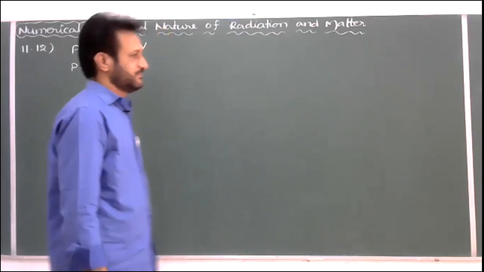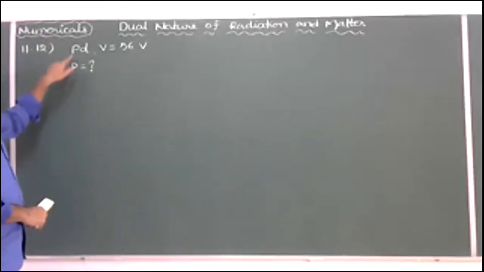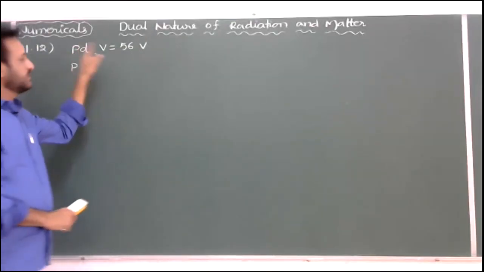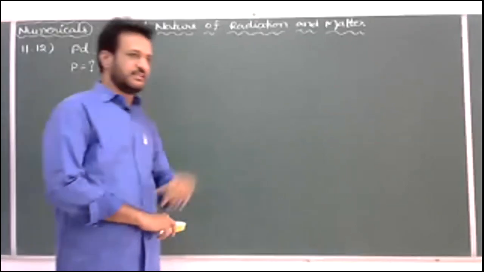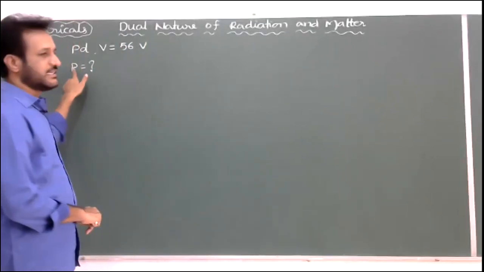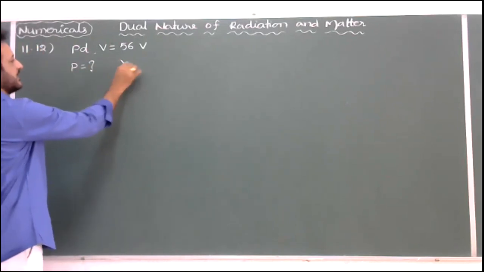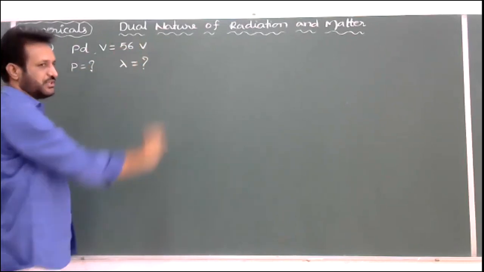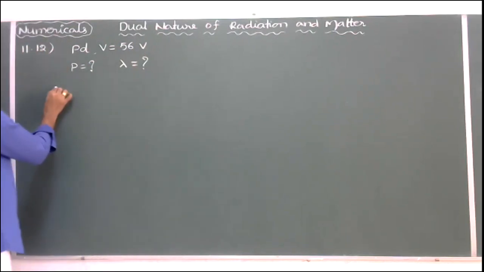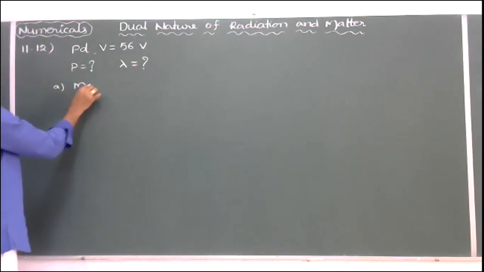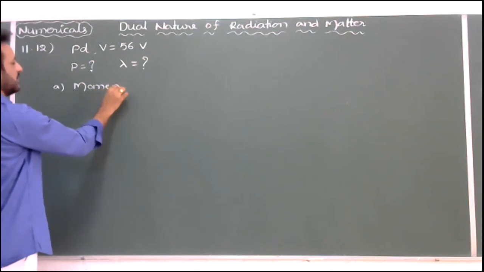Now check the question. An electron is accelerated through a potential difference of 56 volt, and in the first question they asked to calculate the momentum, and in the second question they asked to calculate the de Broglie wavelength. These two we should calculate. Now first one, A, the linear momentum of the photoelectron.